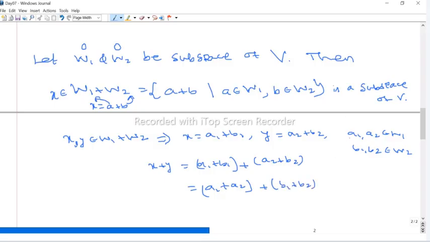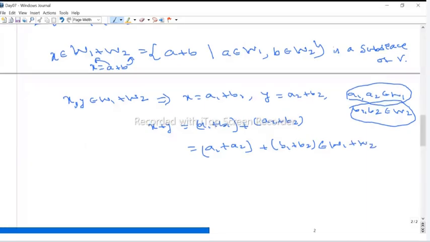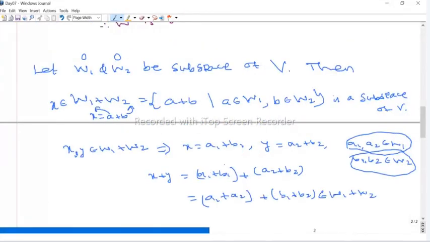Now, since W1 is a subspace, whenever two elements A1, A2 are in W1, the sum should be in W1. Similarly, B1, B2 are in W2, and W2 is a subspace, therefore B1 plus B2 is also in W2. Therefore, this belongs to W1 plus W2. Therefore, the sum is there. Similarly, we can prove that scalar multiplication also is there. Therefore, the sum of two subspaces is always a subspace.